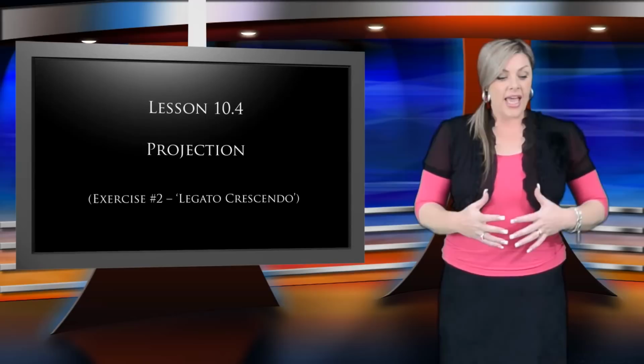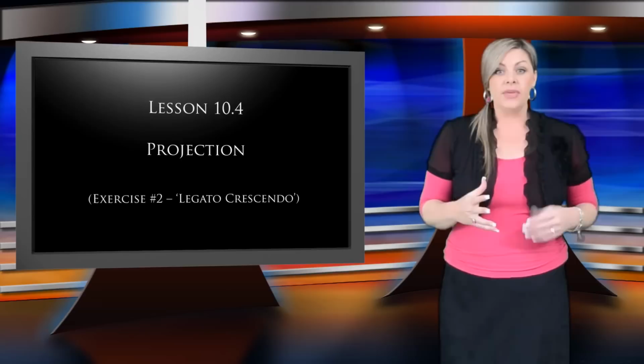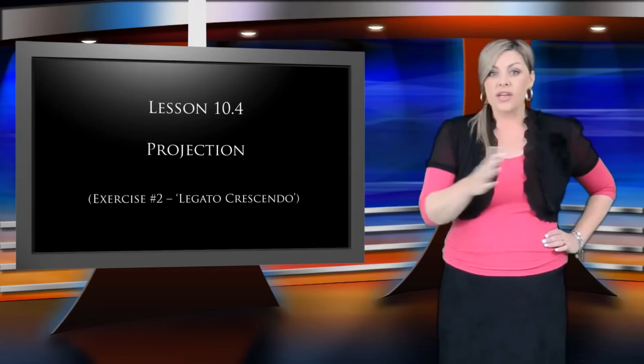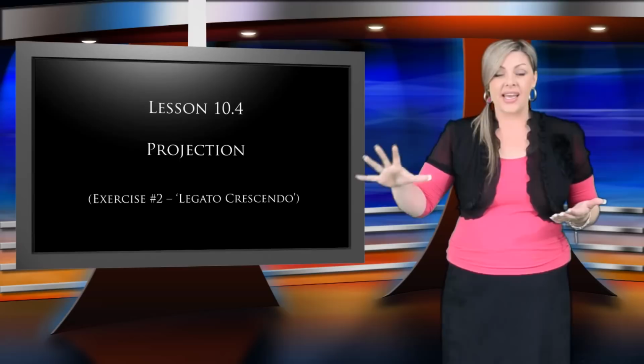Right, exercise two for this lesson is very similar to the first exercise and reinforces the concept of incremental increase of breath pressure. However, this time, instead of focusing just on increased volume or pressure on separate individual notes, we're going to gradually increase the amount of pressure we're applying over one continuous legato phrase.